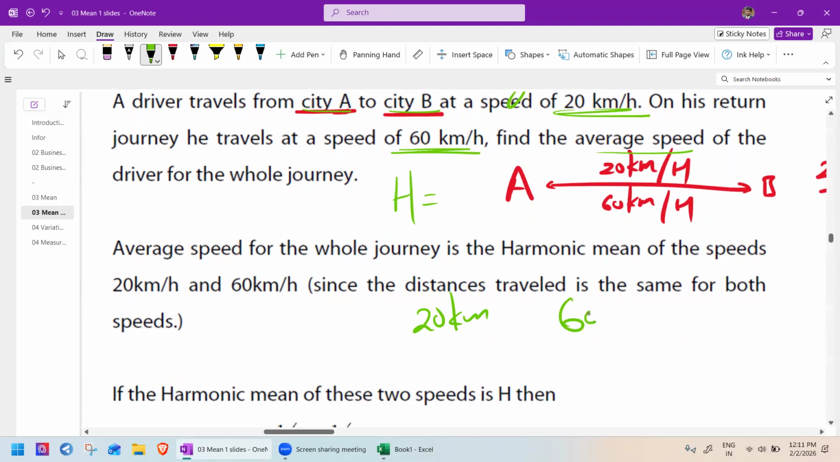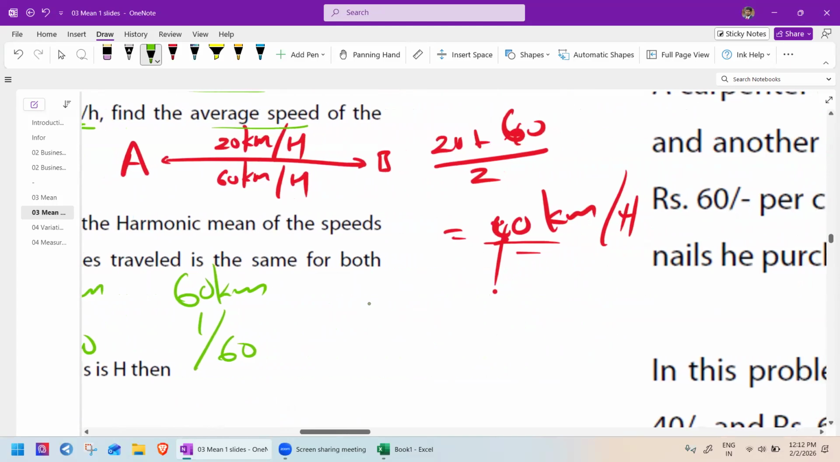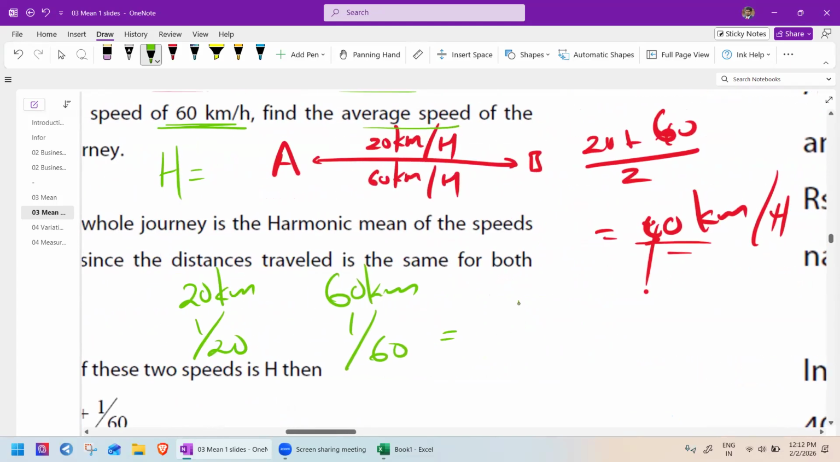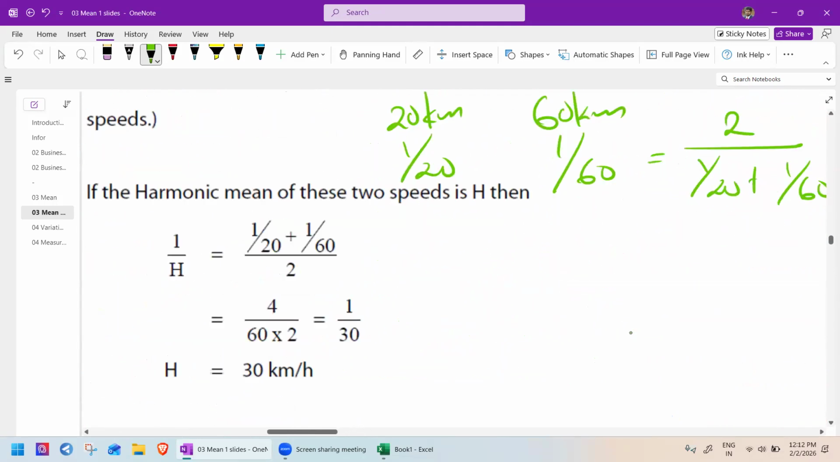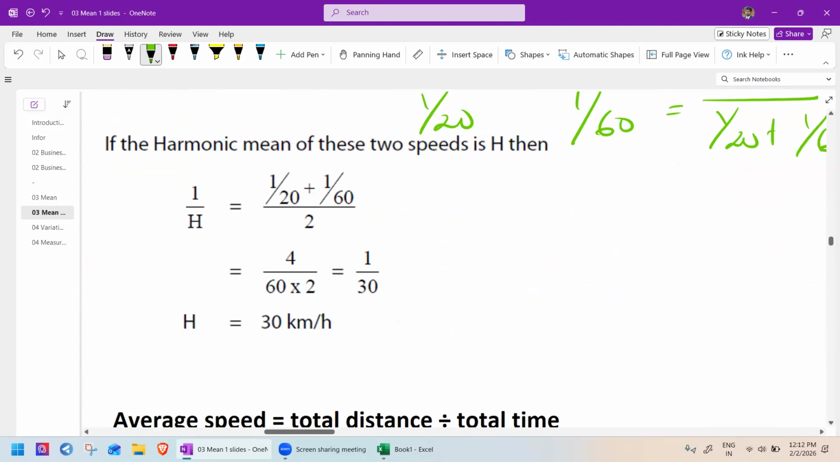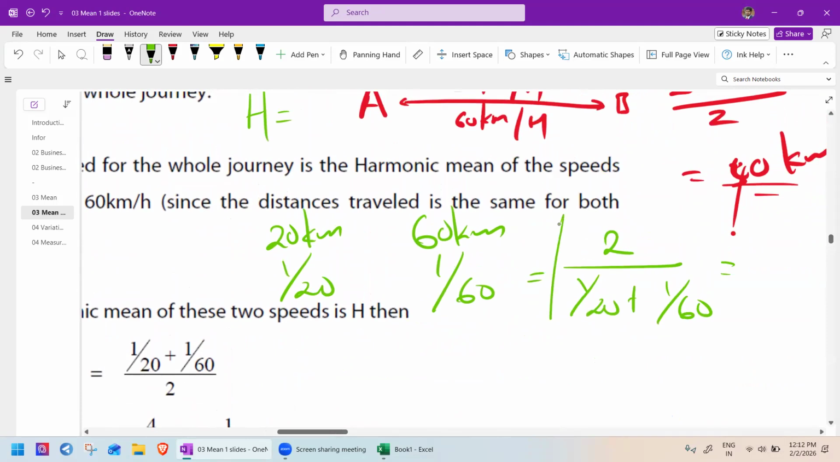When we apply the harmonic mean, the first is 20 kilometers per hour and the second is 60 kilometers per hour. The reciprocal of 20 is 1 over 20, and the reciprocal of 60 is 1 over 60. We know the harmonic mean formula. There are two observations, divided by 1 over 20 plus 1 over 60. Then what is the answer? Can you solve this?